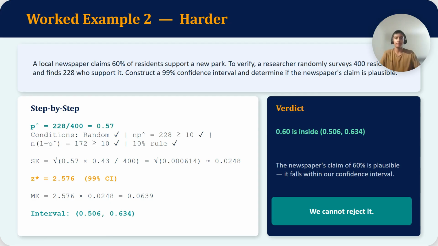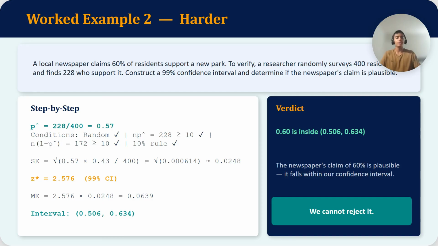Let's do a harder one. A local newspaper claims 60% of residents support a new park. A researcher randomly surveys 400 residents and finds 228 residents who support it. Construct a 99% confidence interval and determine if the newspaper claim is plausible.